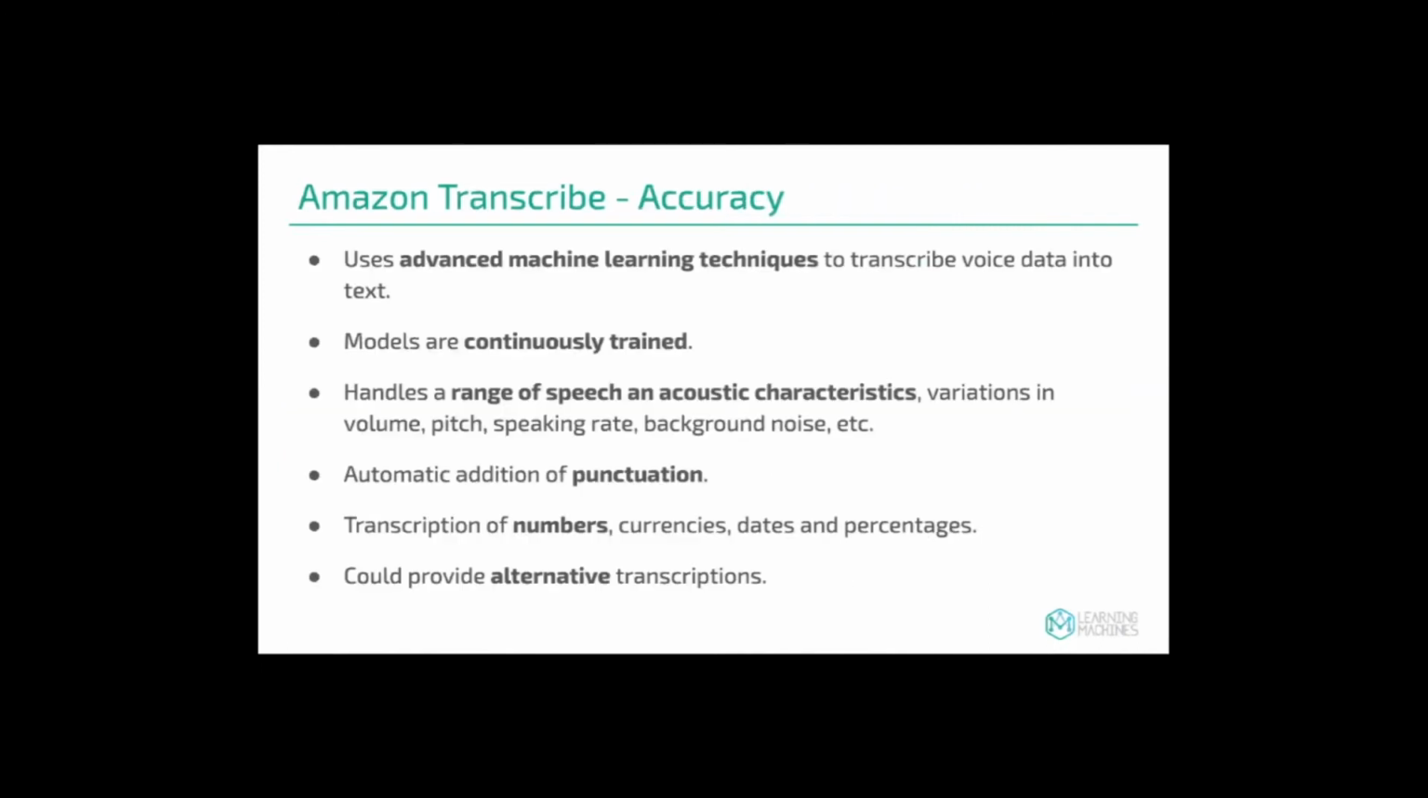Now, in terms of accuracy, what is quite nice about Amazon Transcribe is the fact that they use some of the newest machine learning techniques, which are continuously trained. And so that gives you the ability to always have state-of-the-art models running in the background. And then there's no need for you to do retraining of any machine learning models. In fact, you are quite unaware of the machine learning that's taking place.